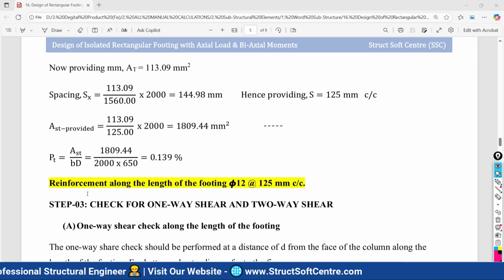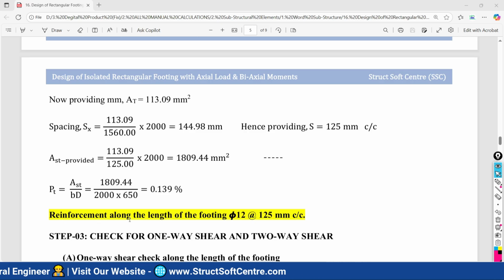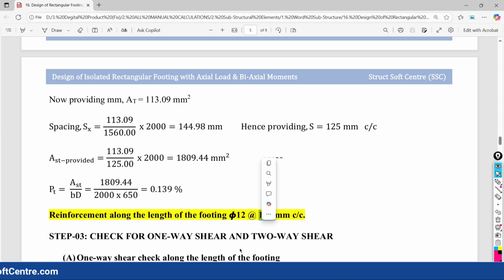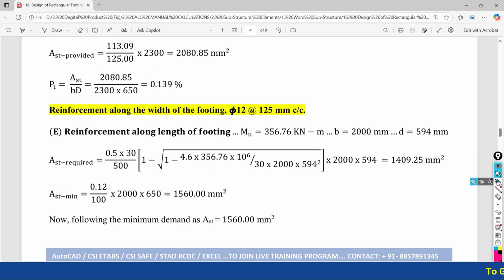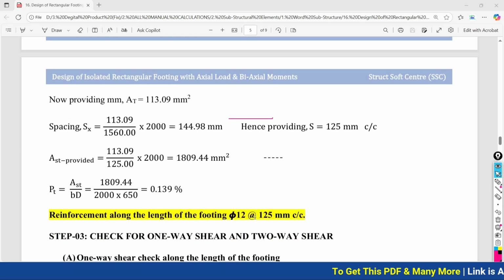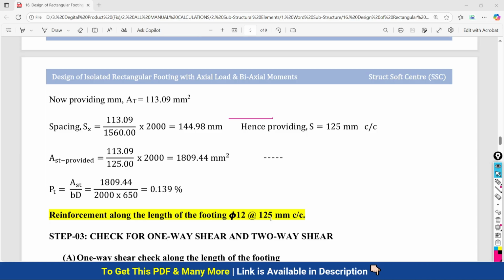And finally we are going to write here as reinforcement along the length of the footing, again 12 mm diameter of bar at a spacing of 125 mm center to center. So this is what the reinforcement we have calculated along the length and width. So along the width 12 at 125 and along the length 12 at 125, means in both of the direction we are getting the same reinforcement demand, 12 mm dia at a spacing of 125 mm center to center.